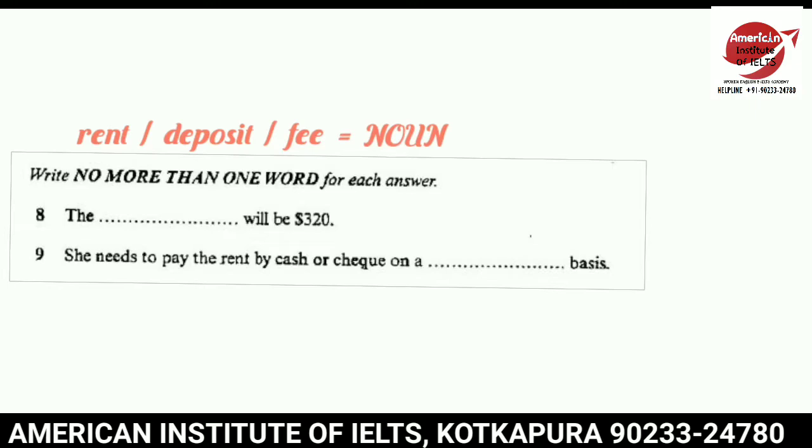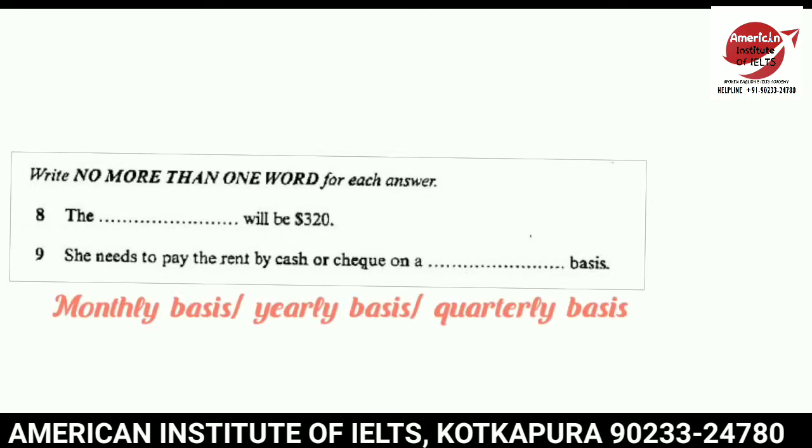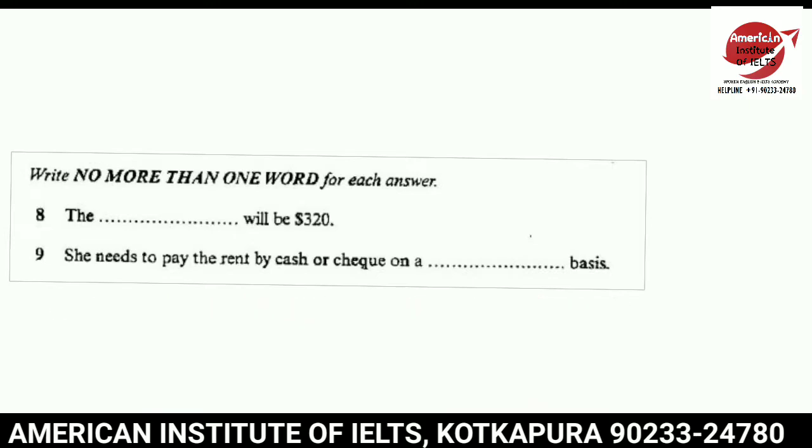And the next question: she needs to pay the rent by cash or check on dash basis. Now, dash basis: monthly basis, yearly basis, quarterly basis. So prediction says that way. Okay, so now let us try this activity.